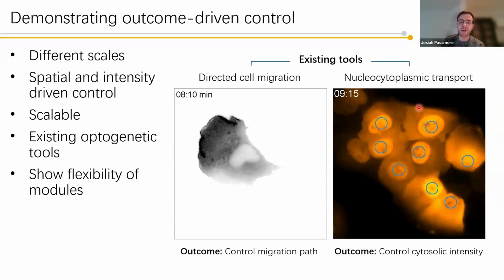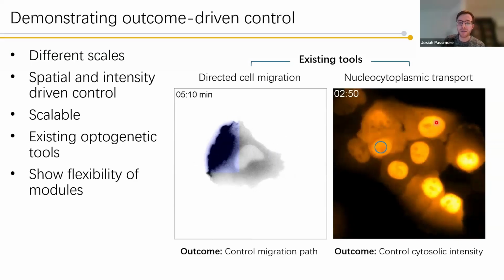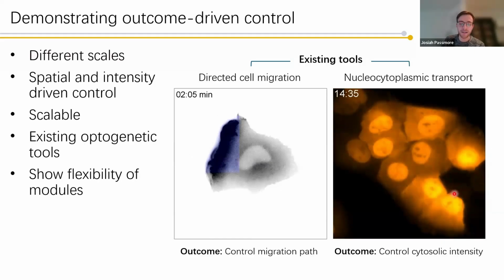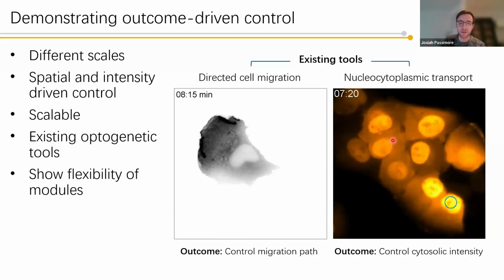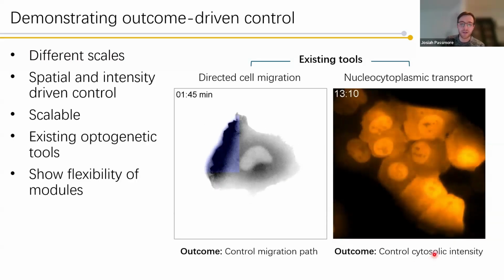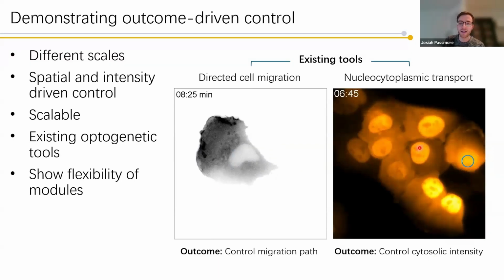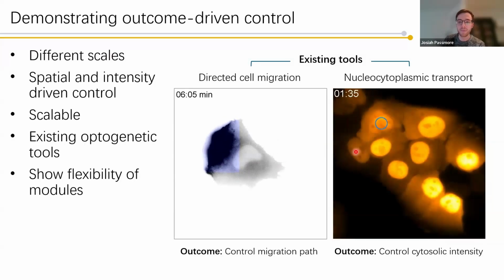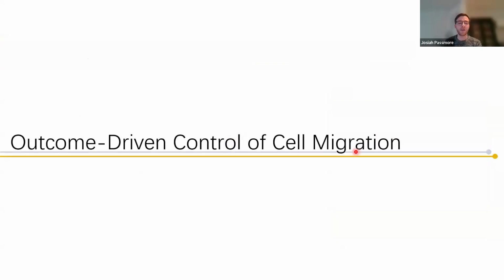And our other example is with nucleocytoplasmic transport. So here we have a construct where in the dark state it's held in the nucleus, and when you illuminate with blue light, it exits the nucleus and goes into the cytosol. And our outcome with these kinds of experiments was to control not just the cytosolic intensity, but either the cytosol or the nucleus intensity in order to achieve this kind of concentration-dependent control. So I will first talk about the outcome-driven control of cell migration.